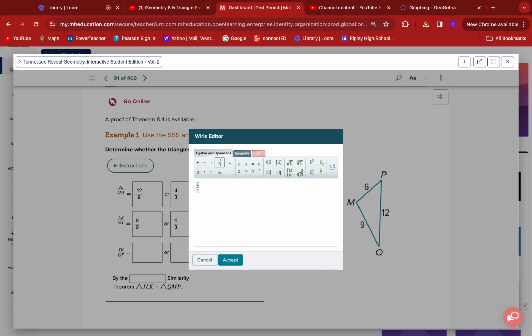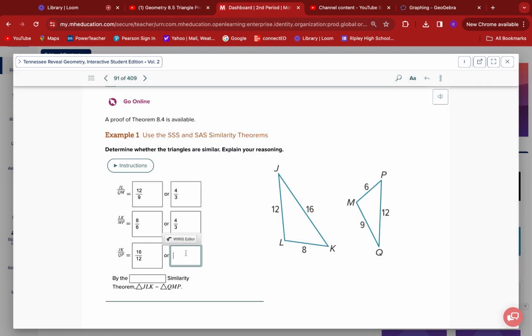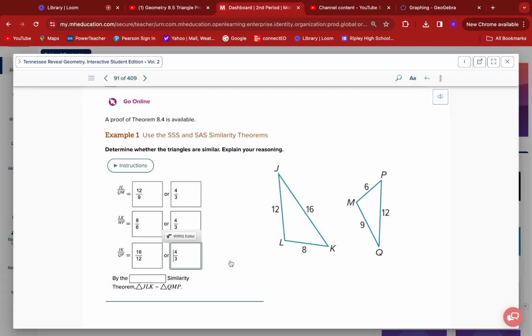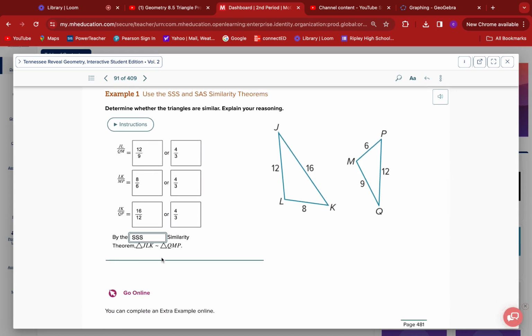Okay, JK is a 16. QP is a 12. And that simplifies to 4/3. All right, so yes, they are similar by side, side, side. All three ratios are 4/3. Okay, here we go, going to the next page.